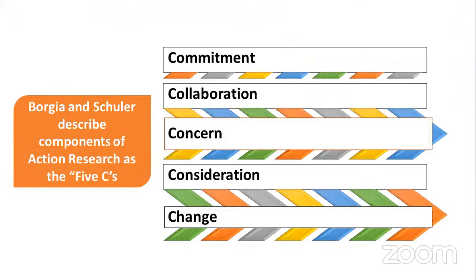According to Borgia and Schuler, describe the components of action research, the 5 C's. The 5 C's are commitment, collaboration, concern, consideration, and change. The first one is commitment. Action research is a time-consuming process.